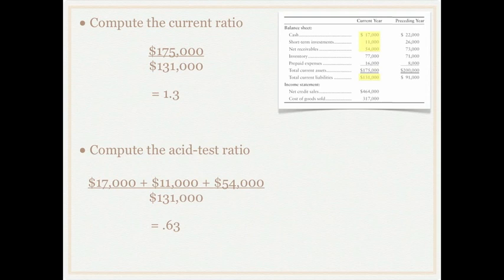This tells us for every $1 in current debt, if it came due today, we only have 63 cents in current assets to cover that $1 in current liabilities. So a good rule of thumb for an acid test ratio or quick ratio is at least 1. So this company doesn't look like it's faring very well. So you'd probably want to compute some more financial ratios and definitely do some industry research to find out if the industry as a whole is doing poorly.